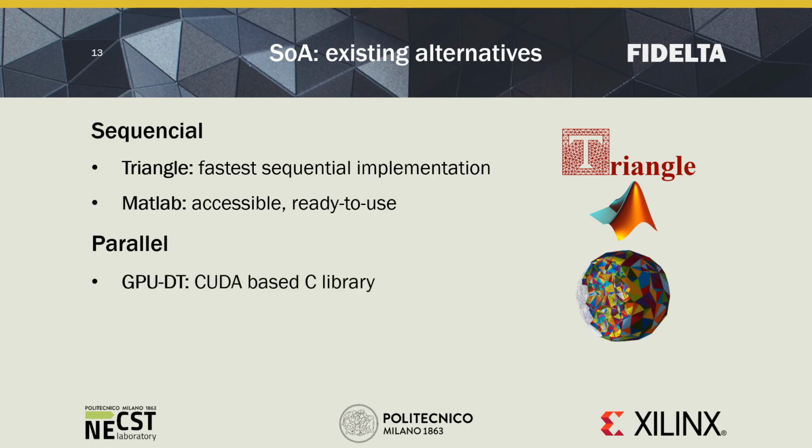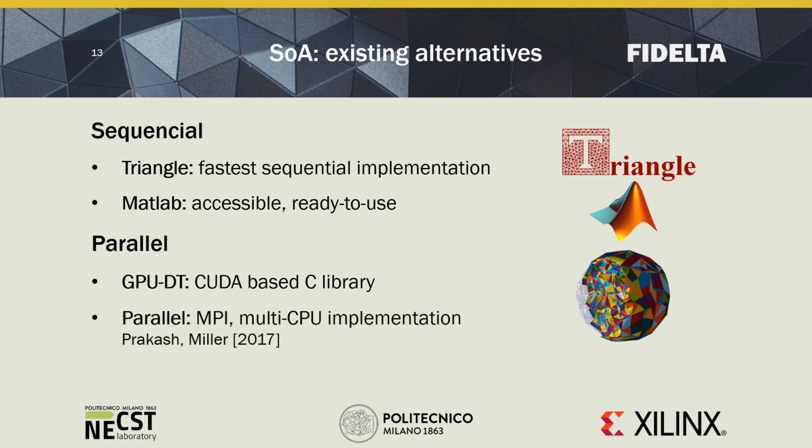Coming then to available parallelized solutions, the GPU-DT library performs an original method for the triangulation, exploiting CUDA technology provided by NVIDIA GPUs. In the end, Prakash and Miller developed an implementation based on MPI that fragments the workload by simply dividing the map into regions, assigning each of them to a separate CPU, and then merging the solutions.